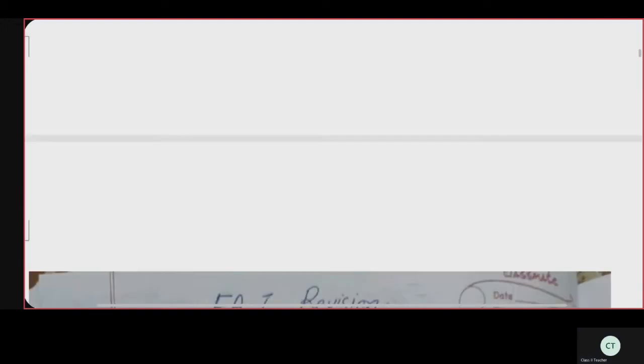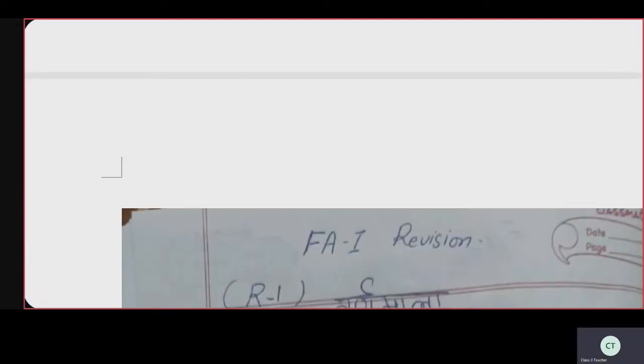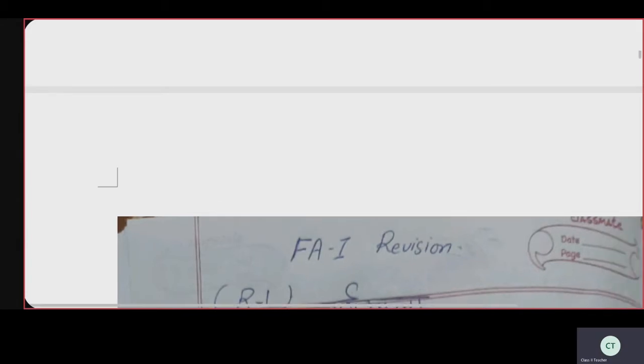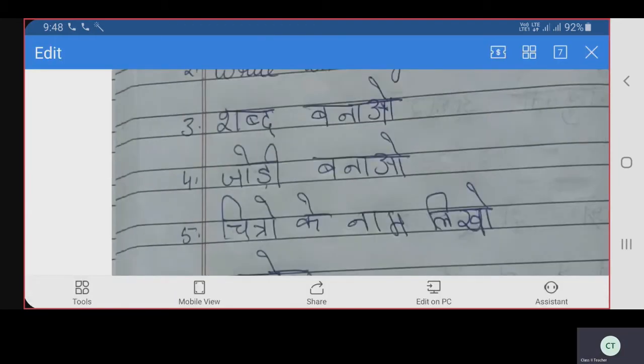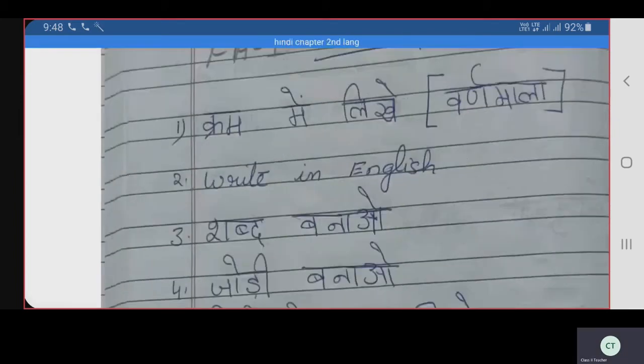Hope you all got the model paper and timetable. Timetable for FA1 test. Today we will do the revision according to the model paper.